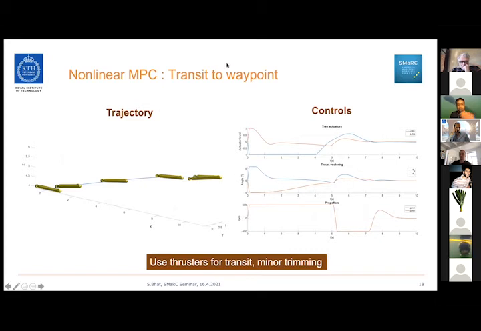So the simplest case, just to go to a waypoint, starting from 0, going to maybe 6-meter depth, here it just goes straight up. And if you consider the controls from the nonlinear solver, it maxes out the RPM and then goes back down to minimum RPM just to stop. And then once it stops, it trims to get into position. And that's what you can see in this picture. So this looks quite reasonable. Intuitively, I would come to the same answer as the optimal control did.